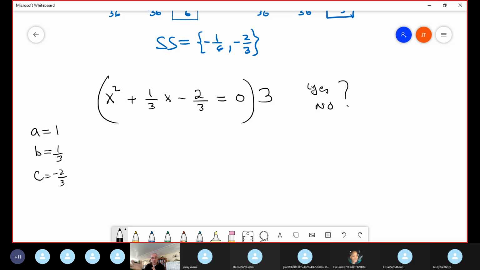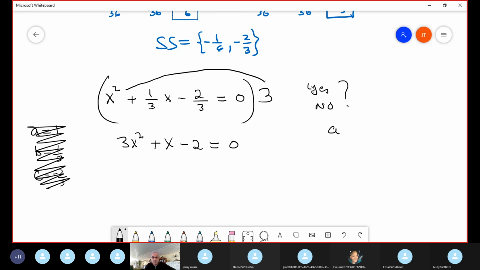And when you multiply by the least common denominator, suddenly, surprise, the fractions disappear. And 3 times 1 is 3x squared. 3 times 1/3 is 1. And 3 times negative 2/3 is negative 2. And 0 times 3 is 0. And this equation is equivalent to the original.